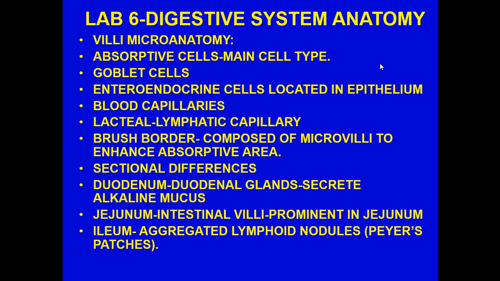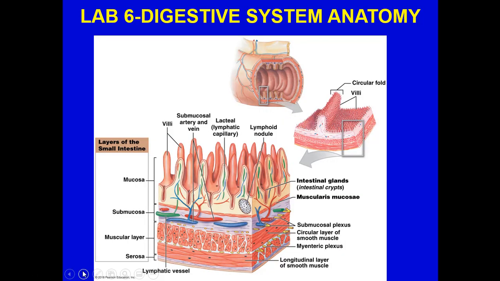In the ileum, you notice a profound number of aggregated lymphoid nodules. We also call them Peyer's patches, which are involved with monitoring if there are any pathogens and other toxins, etc. So if you look at this, you go from one level to the next.